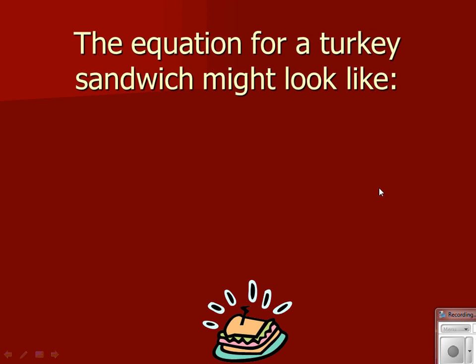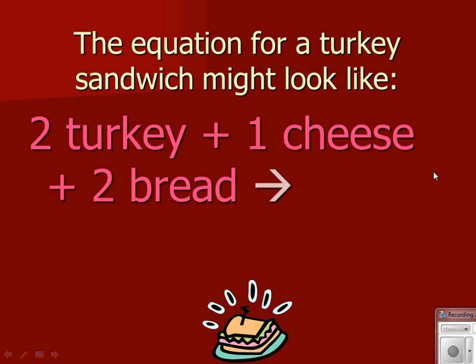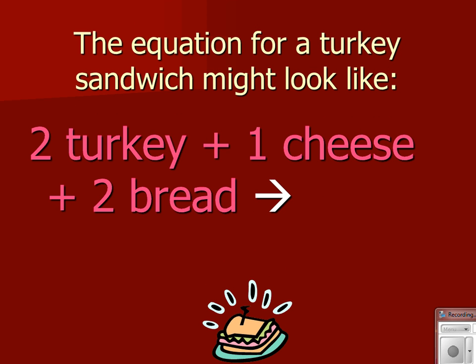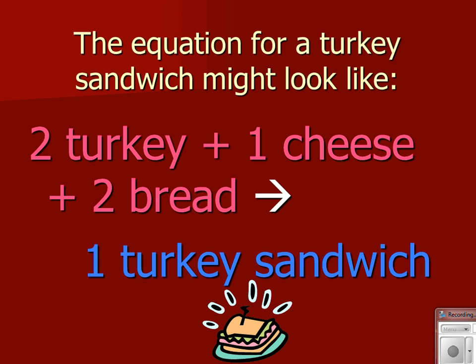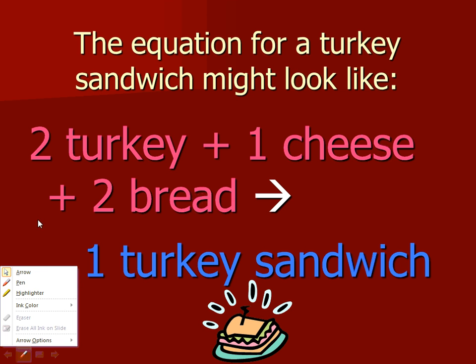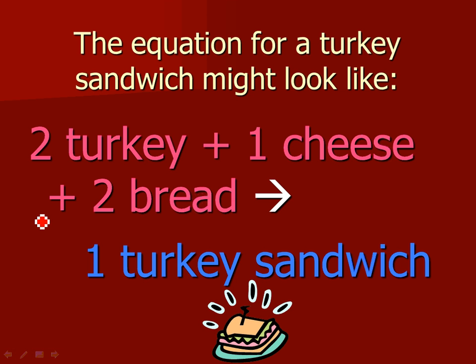Okay, the equation for a turkey sandwich might look like this. 2 turkey plus 1 cheese plus 2 pieces of bread equals 1 turkey sandwich. Now what you should get out of this is that these here are the coefficients, and you see those in balanced equations. That's the part that you balance, right?